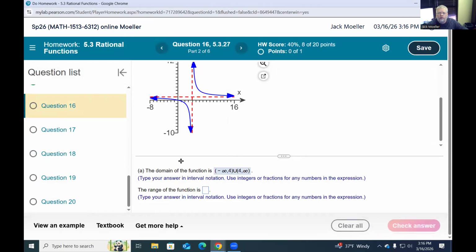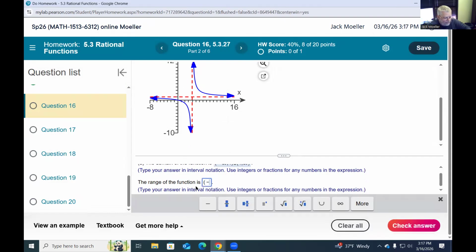Now the range is low to high. And so the one thing you have to ask yourself is, is there a gap at the horizontal asymptote? Does this left side ever go above, like cross the horizontal asymptote? Does the right side ever cross it? No. So there's a gap right there at y equals 1. So go low to high for the bottom. So the low is -infinity.